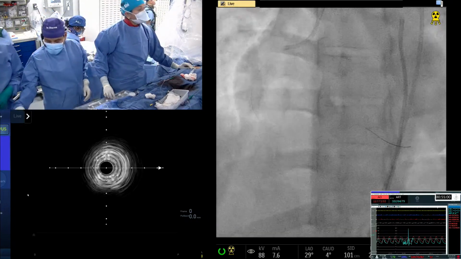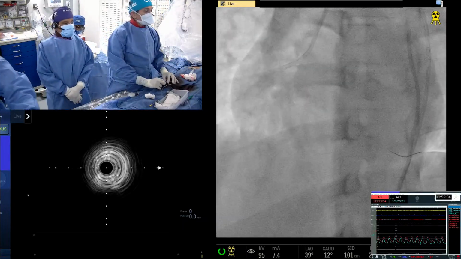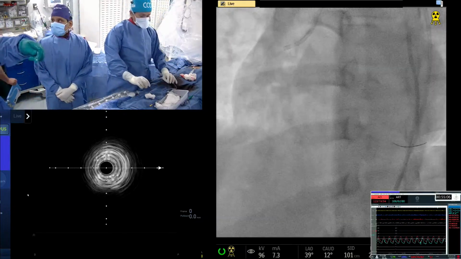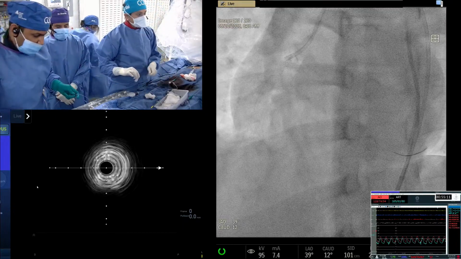What is it, IVUS or stent? What do you want to do? I don't know. You have to get the IVUS in. Okay, let's do a quick IVUS.